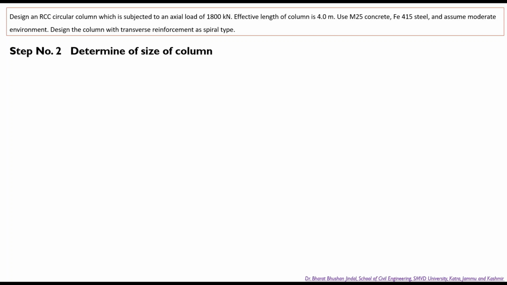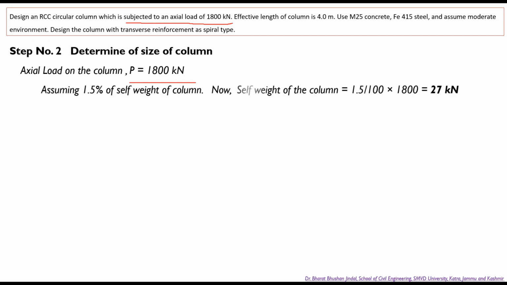Now in step number 2, let us decide what should be the size of the column, and how to do the calculation related to the size of the column. First of all, axial load is given, that is 1800 kN. Here you have to clearly understand that in the problem statement, this is the pure axial load coming on the section, and no information is available regarding the self weight of the column. So we have to assume some self weight.